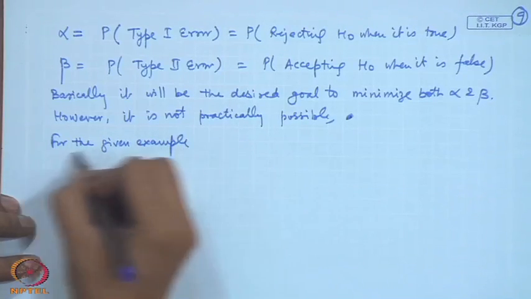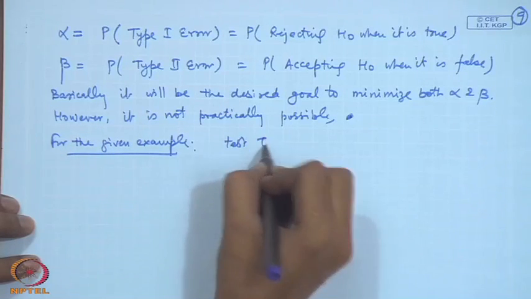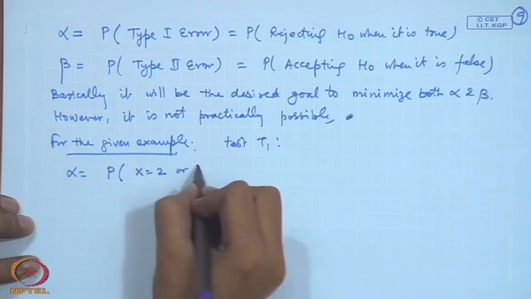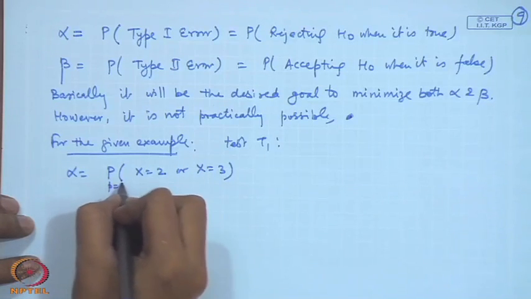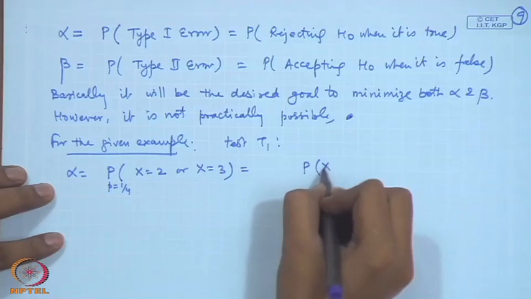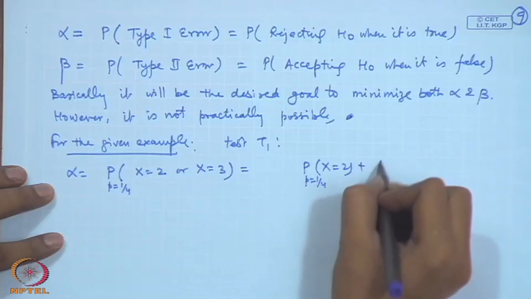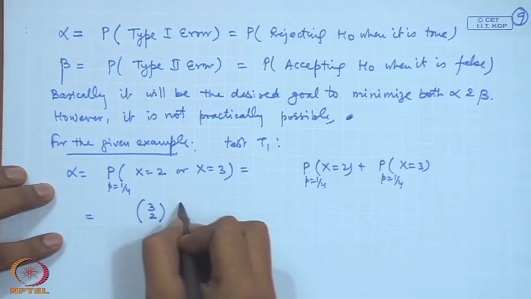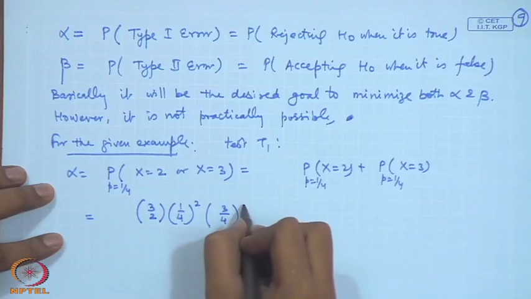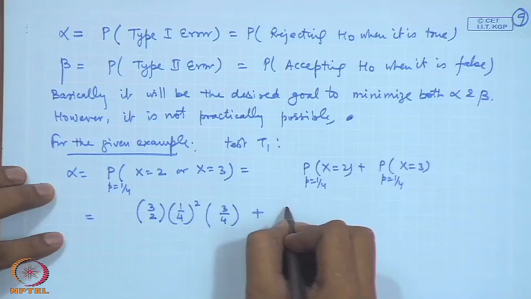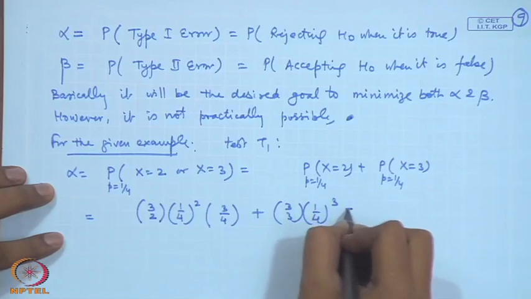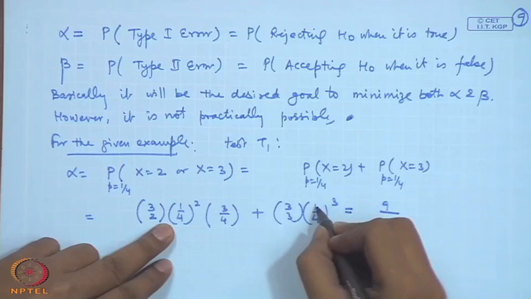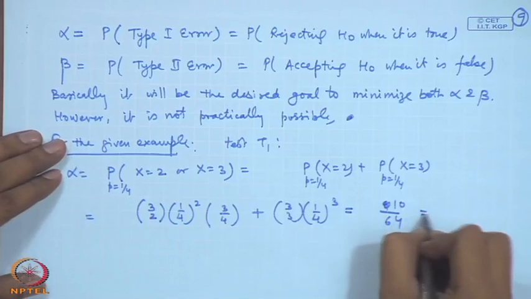For this example, let us calculate. Let us consider this test T 1. What is alpha here? Alpha is the probability of rejecting H naught, that means x equal to 2 or x equal to 3, when it is true, that means when p is equal to 1 by 4. That is equal to the probability of x equal to 2 when p is 1 by 4 plus the probability of x equal to 3 when p is 1 by 4. That is equal to 3 c 2 (1 by 4) square (3 by 4) plus 3 c 3 (1 by 4) cube. So, you can write this value, it is equal to 9 by 64 plus 1 by 64. So, that is equal to 10 by 64, that is equal to 5 by 32.